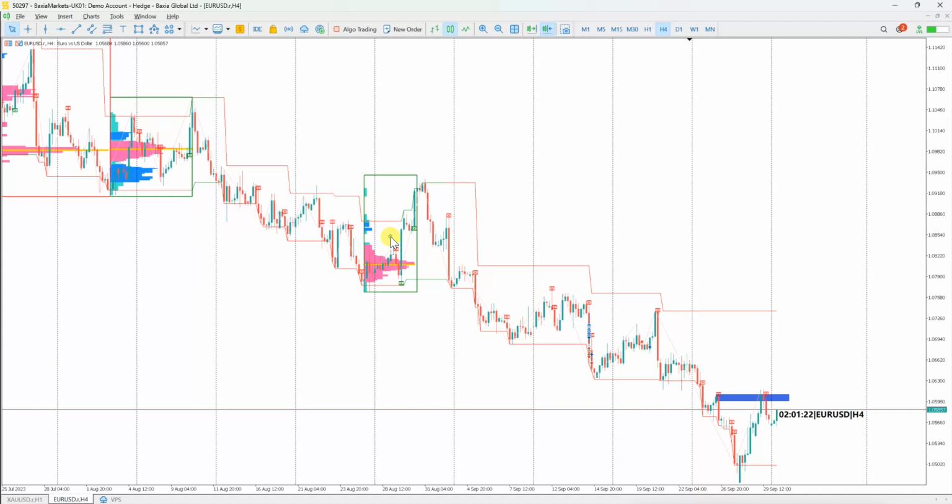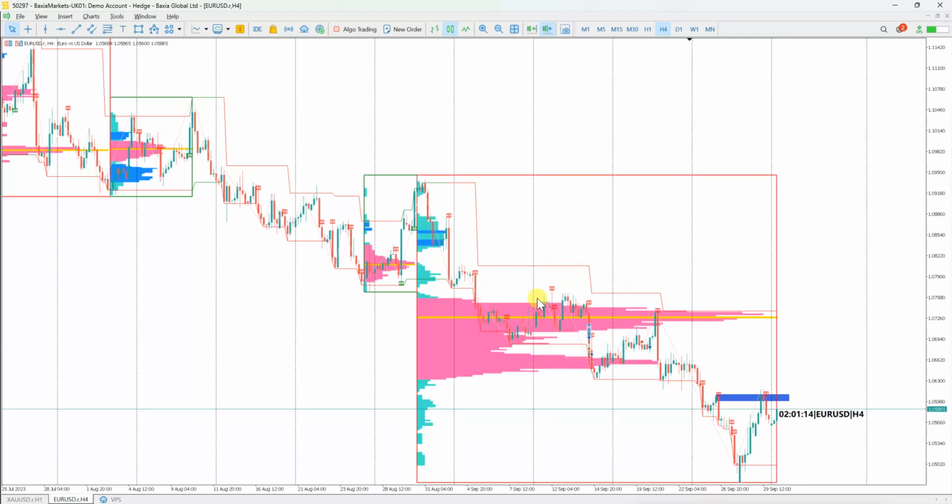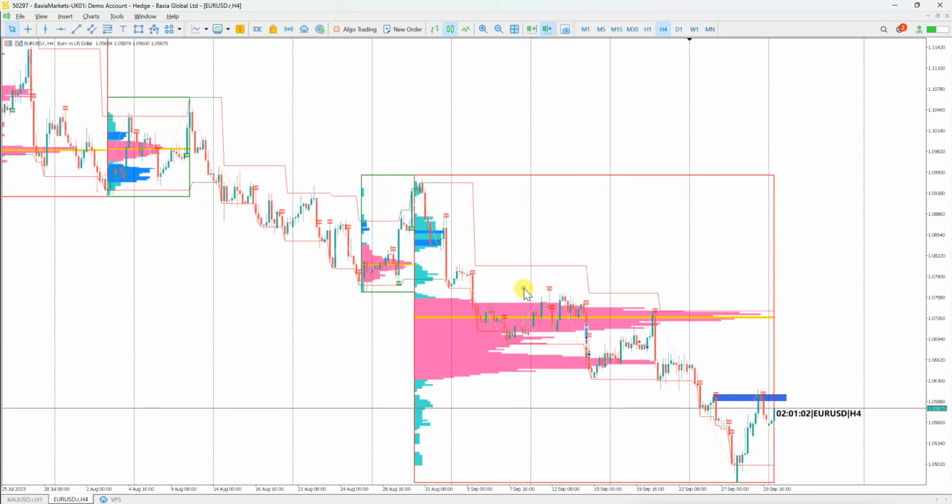You can double click. There is a channel here, right? There's a swing high channel and swing low channel. If you click somewhere between that, it will appear a volume profile from this swing high to this swing low. If you click outside, it won't do the action.